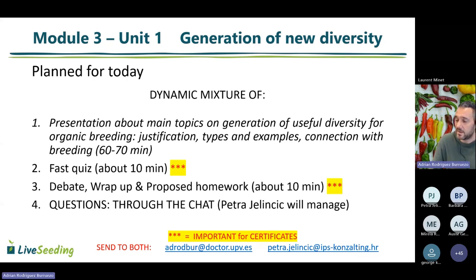Well, for today, within this unit, we will see in the next 80, 90 minutes a dynamic mixture of a presentation about the main topics on generation of useful diversity for organic breeding. You will see a justification, introduction, the types and examples of strategies to create new useful diversity, some connections with breeding, okay, which will come in the next units.